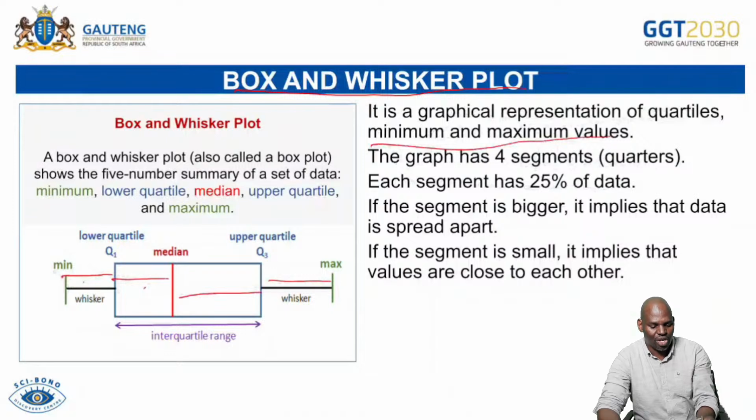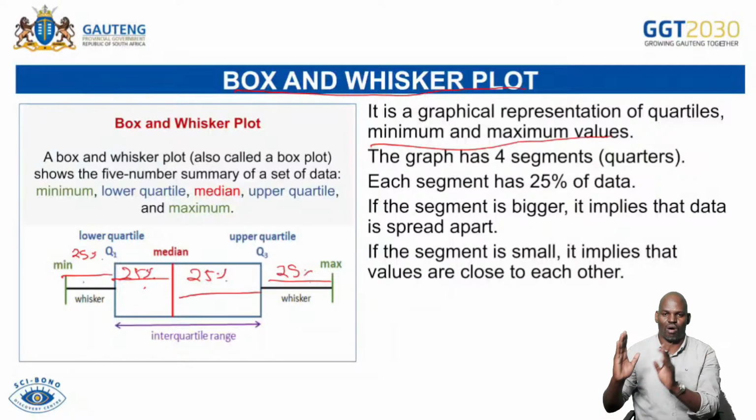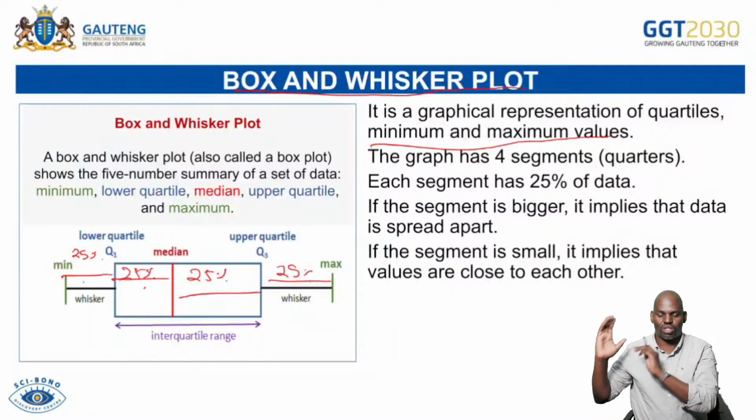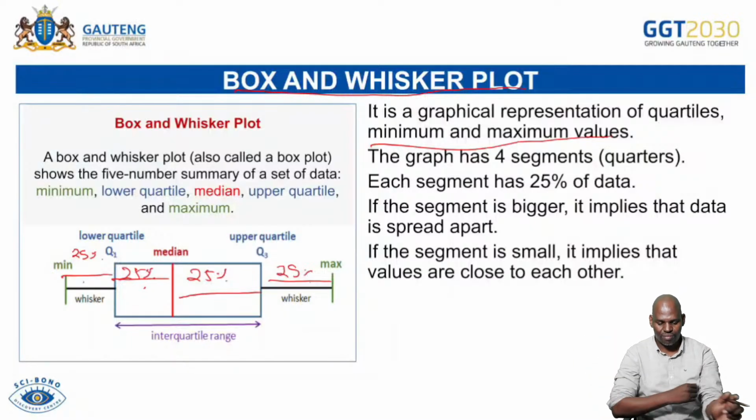And then they say from minimum to quartile 1 is 25%. And from quartile 1 to median, it's 25%. And from median to quartile 3 is 25%. From quartile 3 to maximum, it's another 25%. That is what they mean by each segment, each part of box and whisker is 25% of data.